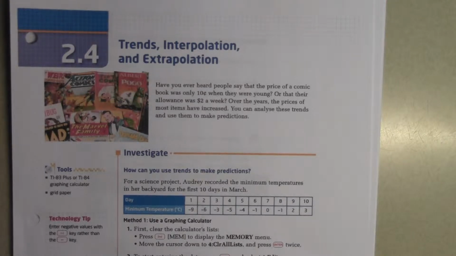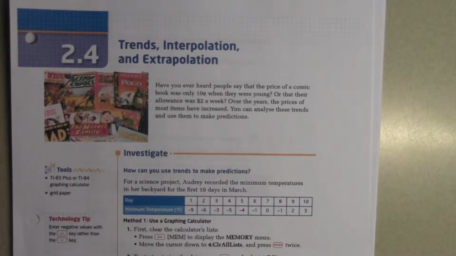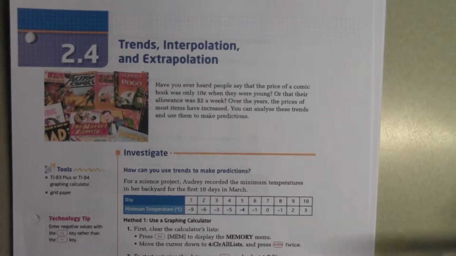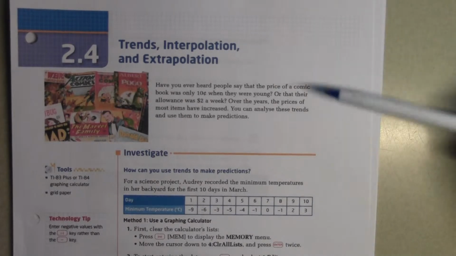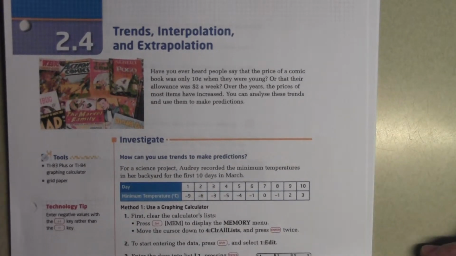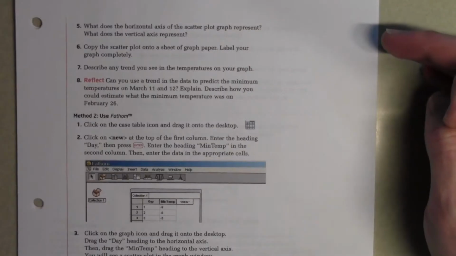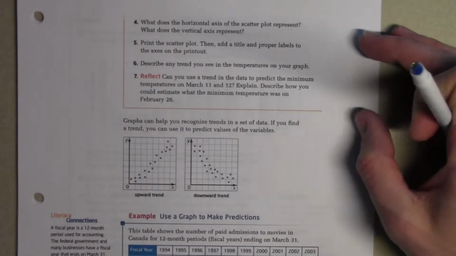Over the years, the prices of most items have increased. You can analyze these trends and use them to make predictions. So, that's an example of what's called inflation. We have an investigate here that involves a graphing calculator that we don't have, so we're actually going to start off with the first example.